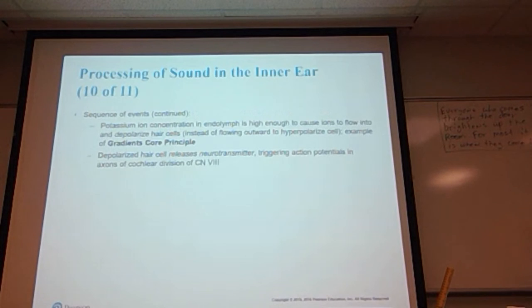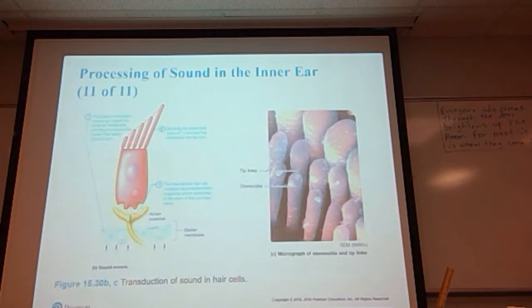Then the potassium ion concentration in the endolymph is high enough to cause ions to flow into the depolarized hair cells instead of flowing outward to hyperpolarize the cell. Again, this is an example of that gradient core principle. The depolarized hair cells will then release their neurotransmitters, triggering action potentials in the axons of the cochlear division of cranial nerve 8. And again, as it moves up, you see the bending, which releases the neurotransmitters, which then sends the action potential along that axon.